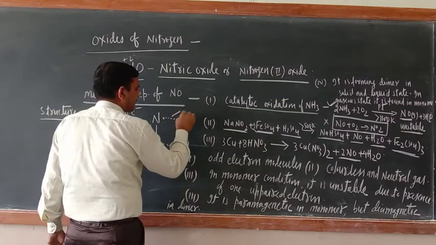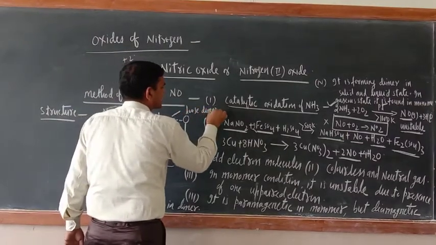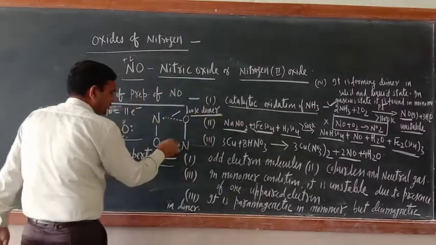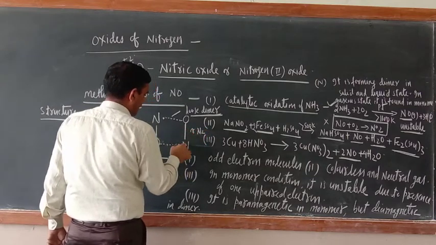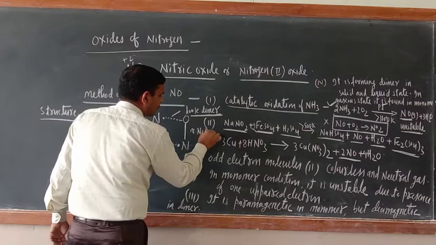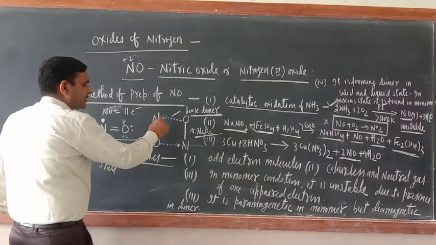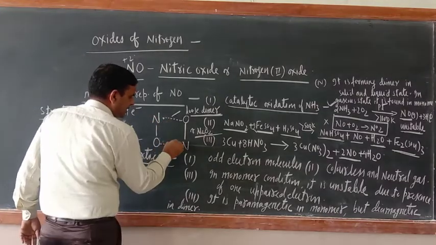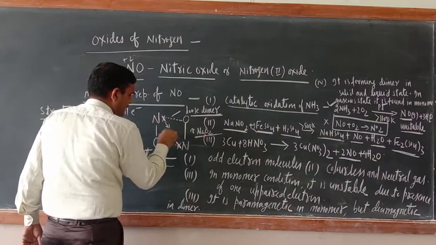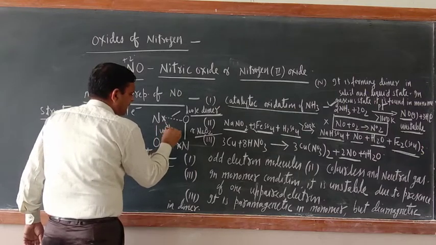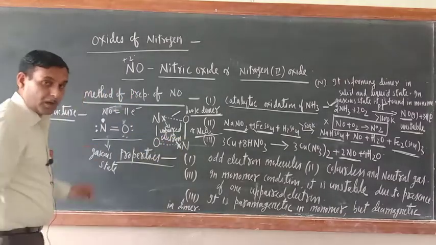This is the loose dimer. This loose dimer is also known as, you can write, N2O2. So this is the dimer form. This is a loose dimer because of this unpaired electron. You can write here, unpaired electron. This is only responsible for making the loose dimer.